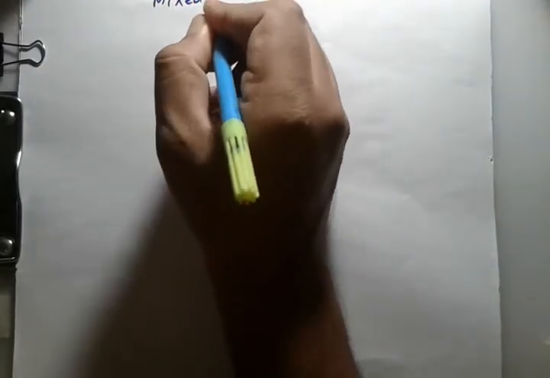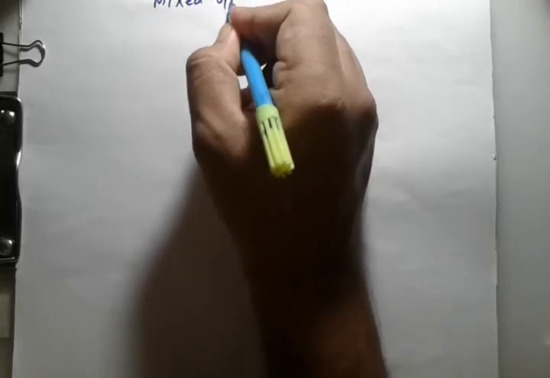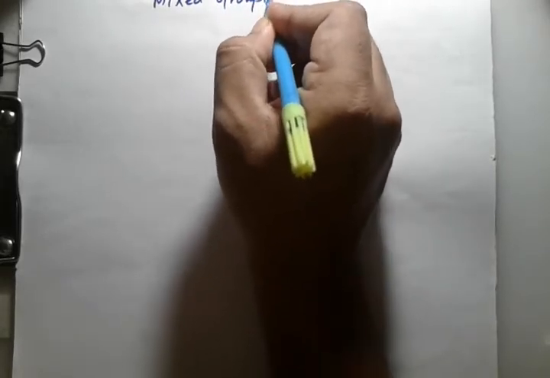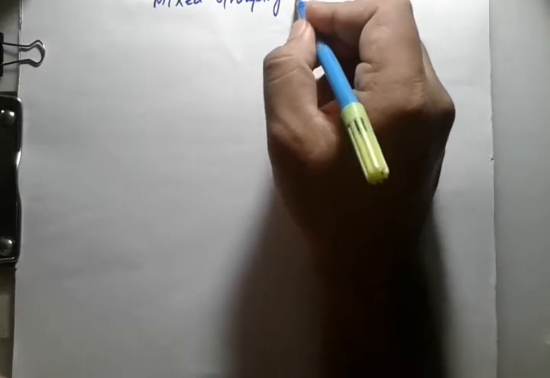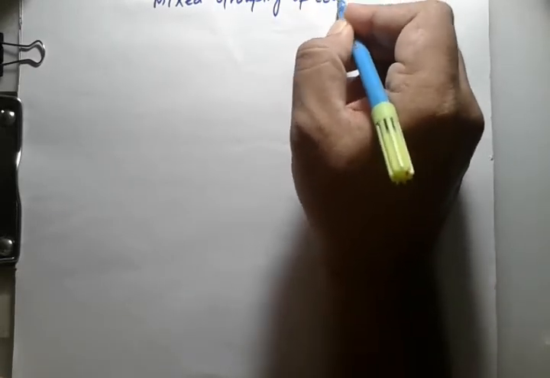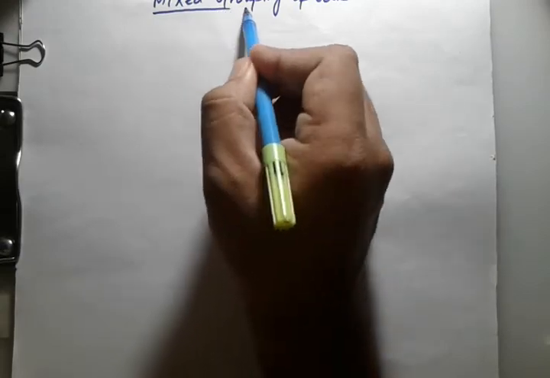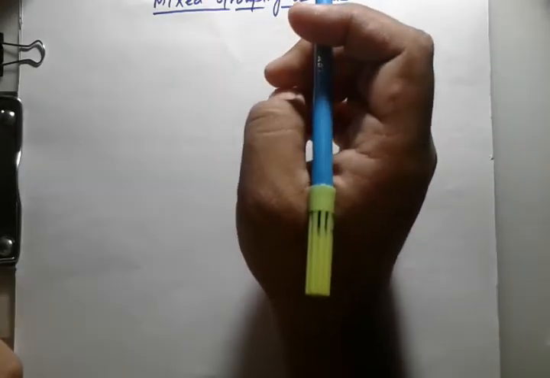So in this video we are going to learn about the mixed grouping of cells. What is the meaning of mixed grouping of cells? First we write down the mixed grouping of cells. So here we take all the cells to be identical.